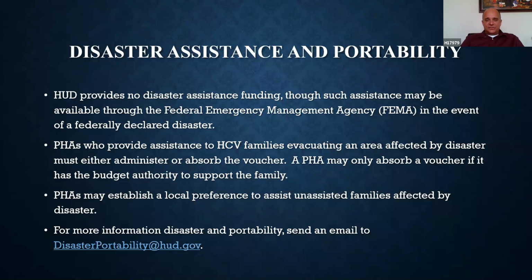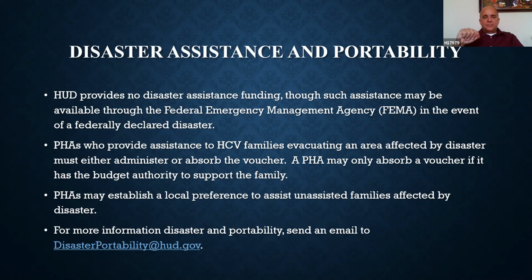PHAs who provide assistance to HCV families evacuating an affected area by disaster must either absorb or administer the voucher. I think I may have stated this a little incorrectly, but the idea here is that if there's a disaster in another PHA's jurisdiction, and you're the receiving PHA with a family coming from that jurisdiction, there are no special funds through HUD to assist that family. You would have to either administer or absorb that voucher. And of course, if you absorb that voucher, you have to make sure that you have the budget authority to support the family.